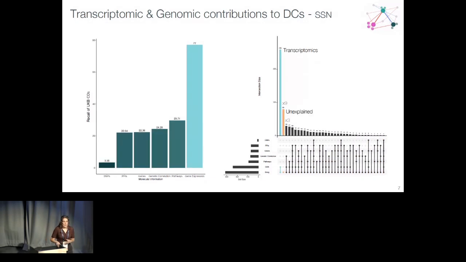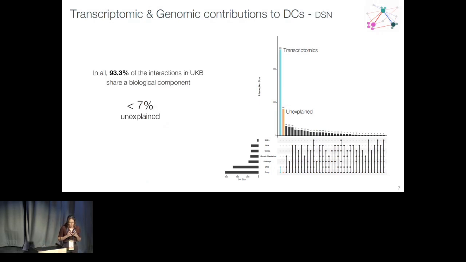Nonetheless, when we consider the stratified approach, we see that transcriptomics is the molecular layer that solely explains most of the co-occurrences, followed by unexplained disease. So if we put it all together, the joint recall would be over 93%, leaving unexplained less than 7% of the co-occurrences between diseases.